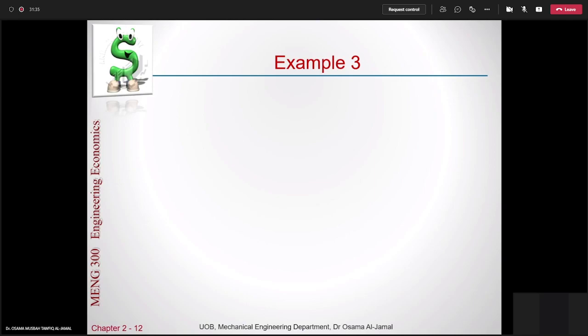I want you, first of all, to see how to plot the cash flow diagram by yourself. That's the first step. Second step, write the standard notation. But let us see it now. And the third step, of course, is to find the answer. It's always like this.